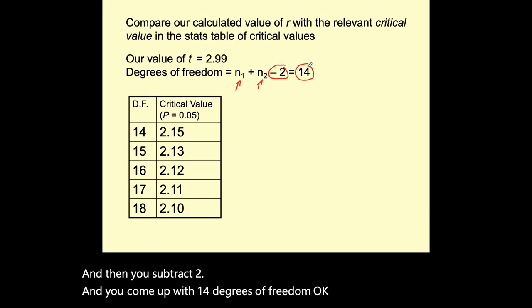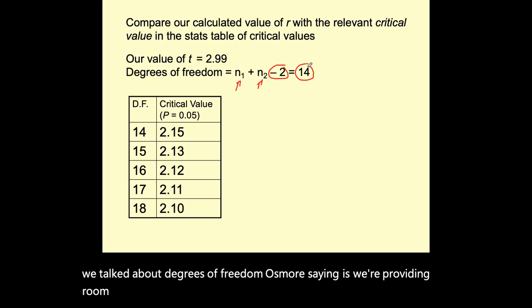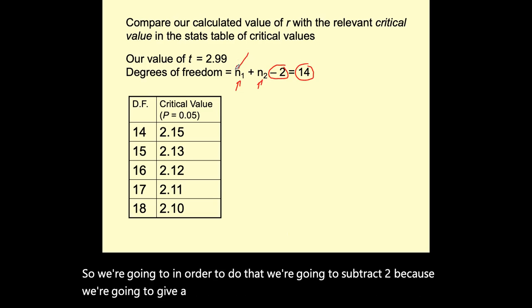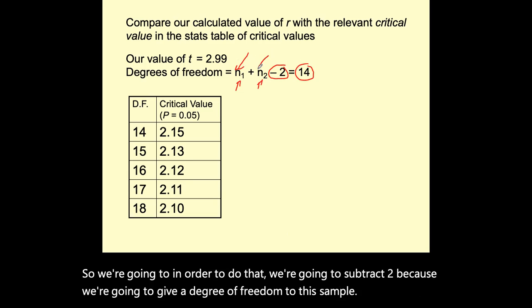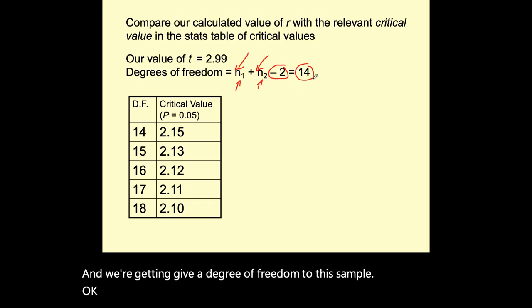Now remember, when we talked about degrees of freedom, all we're saying is we're providing room for variability within our sample. In order to do that, we subtract 2 because we're going to give a degree of freedom to this sample, and we're going to give a degree of freedom to this sample, okay? Hence, we end up with 14 degrees of freedom.